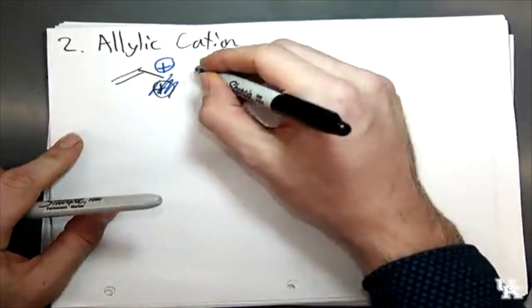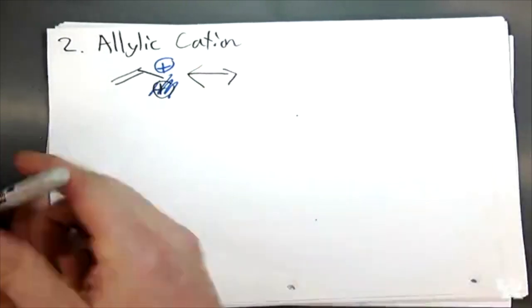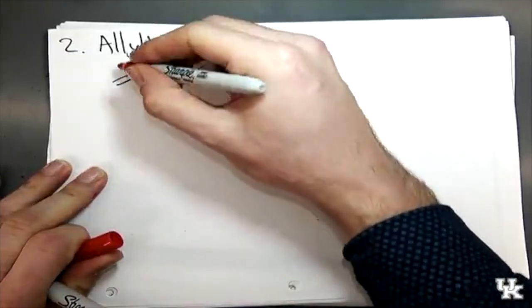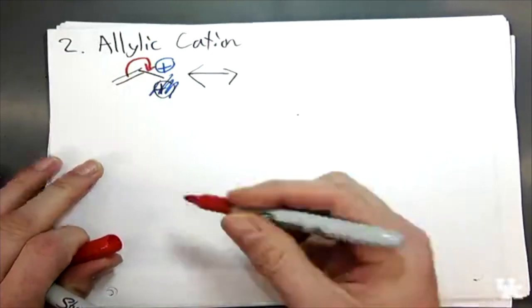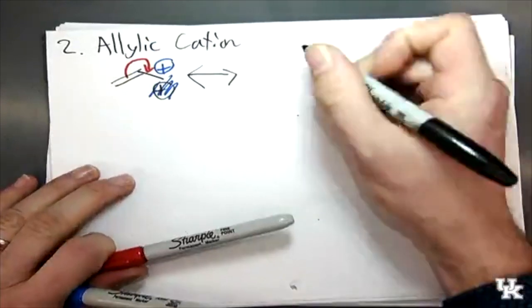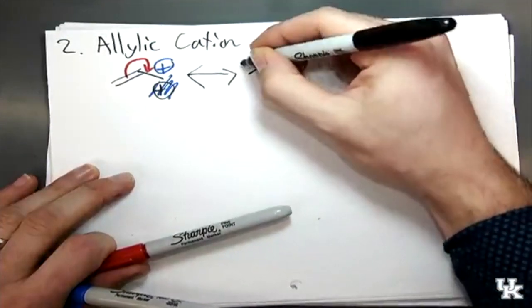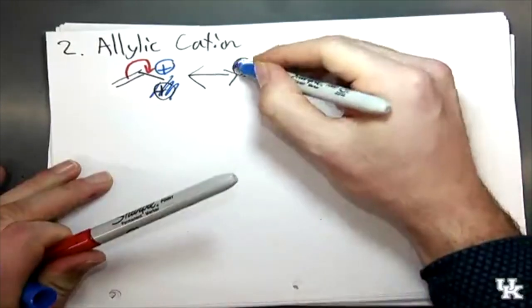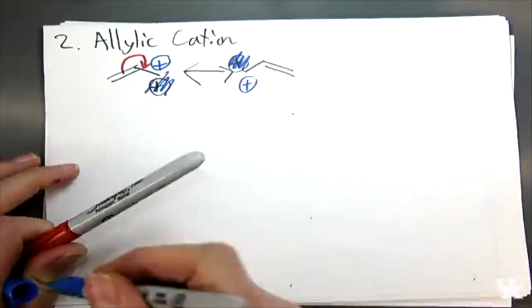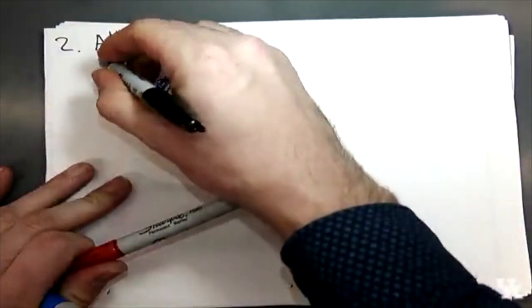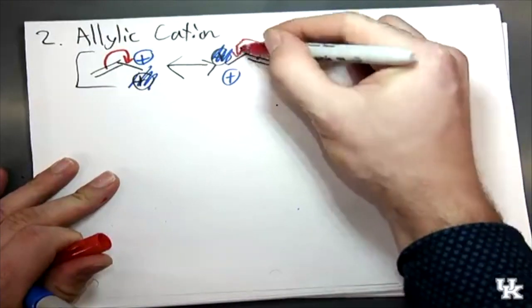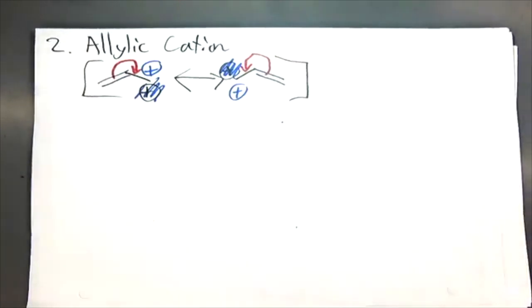And in fact, if we do our resonance movements now, you can see, if we go one at a time, we really only have the one arrow that we're worried about. And then we put in the reciprocal arrow there. So this is the allylic cation pattern.